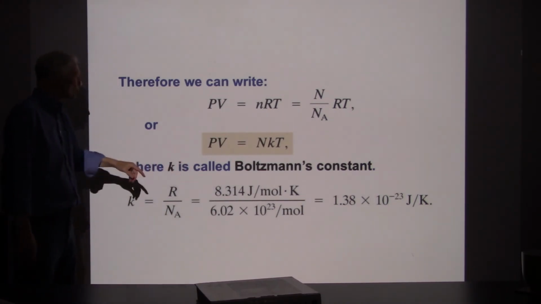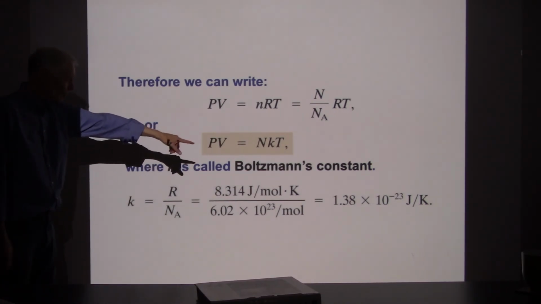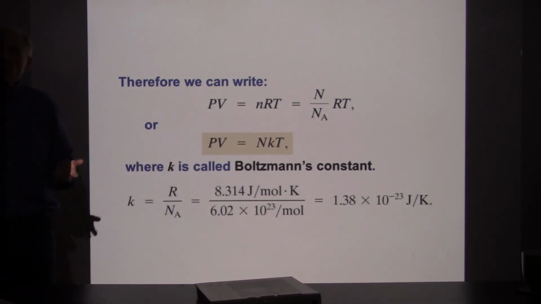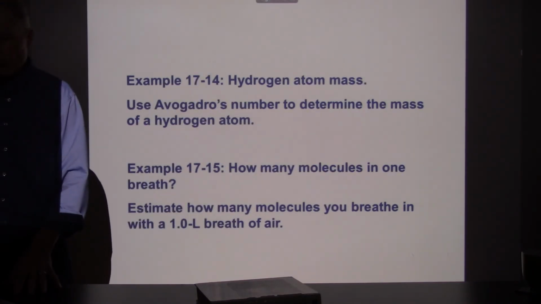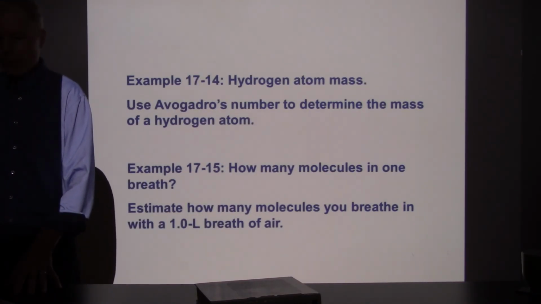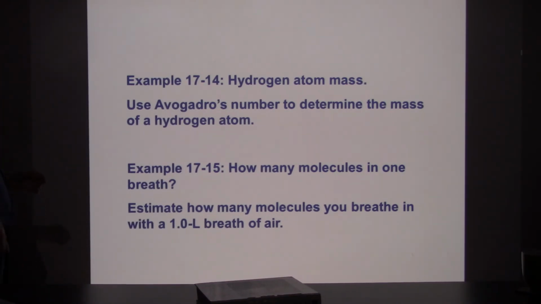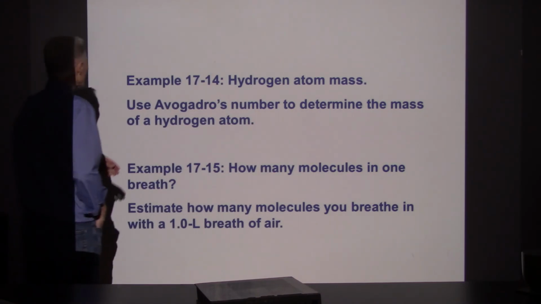And that's the value, and we can get big R and convert it to Boltzmann's constant by dividing through by Avogadro's number. Avogadro's number is turning out to be a very useful conversion factor between many things. All right, I think we have a couple more examples here to take a look at.